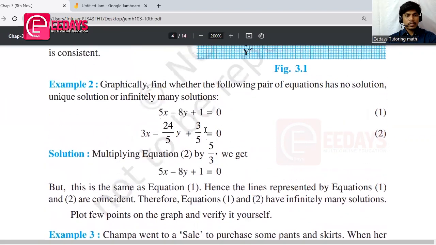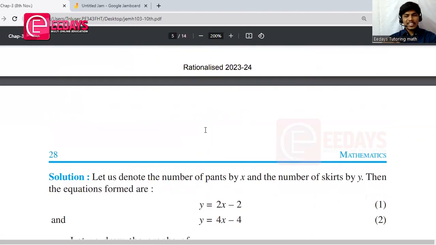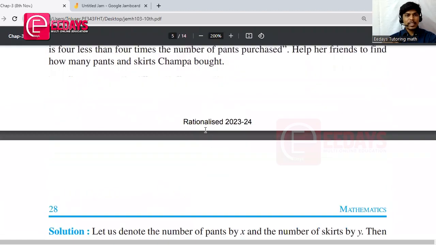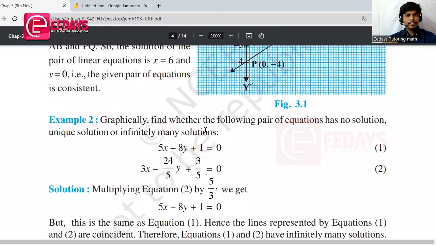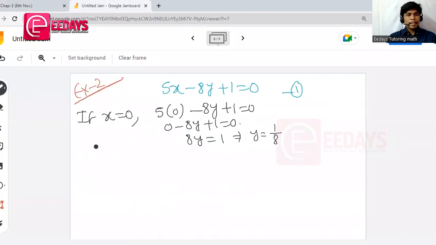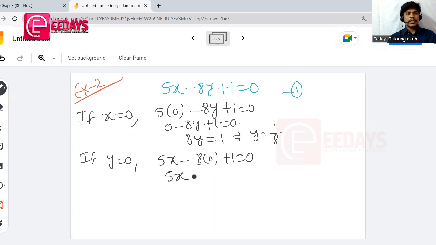Okay. They have given us how to solve. So let's solve, because we already started, right? Let's take the point. Now if y is equal to 0, substitute y is equal to 0: 5x minus 8 into 0 plus 1 is equal to 0. 8 into 0 is 0, so 5x plus 1 is equal to 0. If we transfer 1 to the other side, it becomes minus 1. 5x is equal to minus 1, so x is equal to minus 1 by 5.